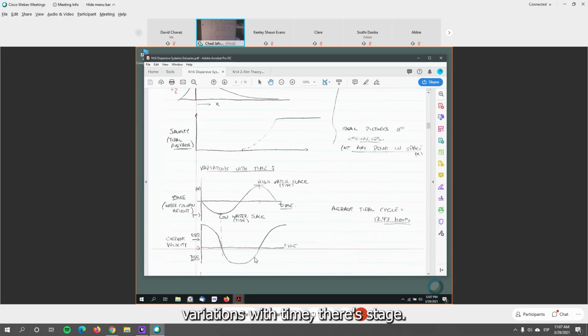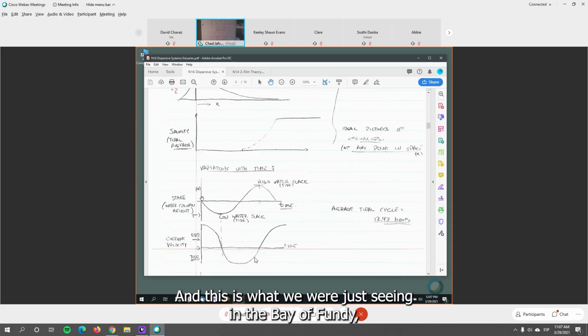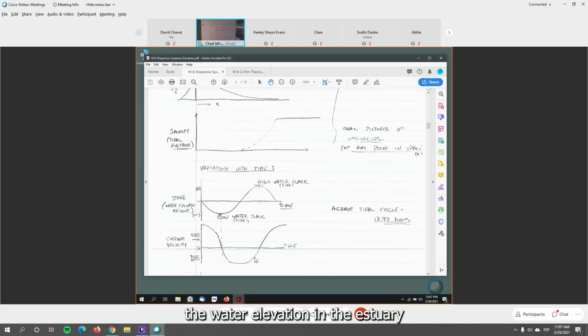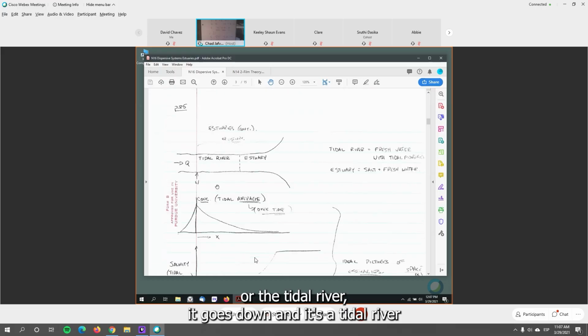Variations with time, here's stage. So low water slack time, high water slack time. This is time. And so the water stage, and this is what we were just seeing in the Bay of Fundy, the water elevation in the estuary or the tidal river goes down. And it's a tidal river because this estuary water is pushing this river upstream. So the water in the river actually rises because you got water coming down and water coming in.